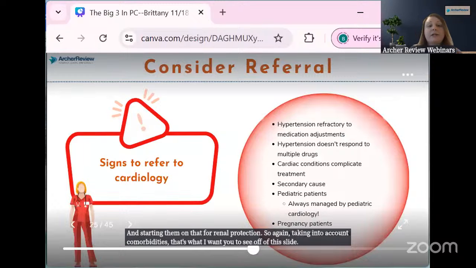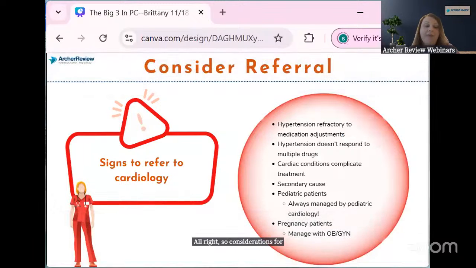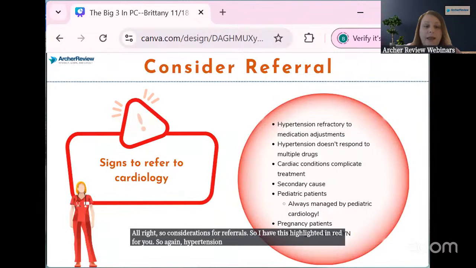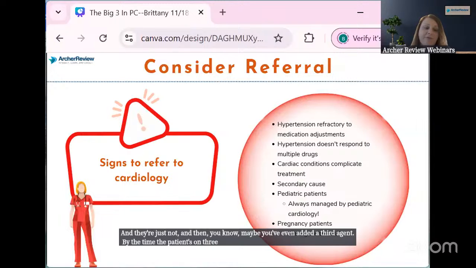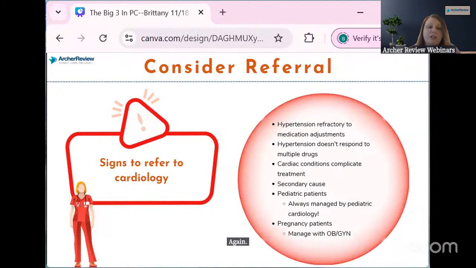All right, so considerations for referrals. I have this highlighted in red for you. So again, hypertension that's just refractory to medication adjustments. It's just not getting better. We've maybe maxed out the first agent, added on a combo pill of a second, and they're just not responding. And then maybe you've even added a third agent. By the time the patient's on three things, it's definitely time for cardiology, maybe sooner if there's other things to consider. Again, cardiac conditions complicate treatment.